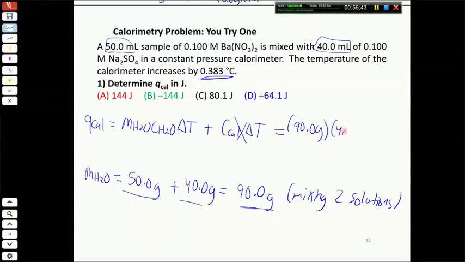Heat capacity of water. And then we're told that the delta T, it increases by 0.383 degrees Celsius, so delta T is a positive 0.383.